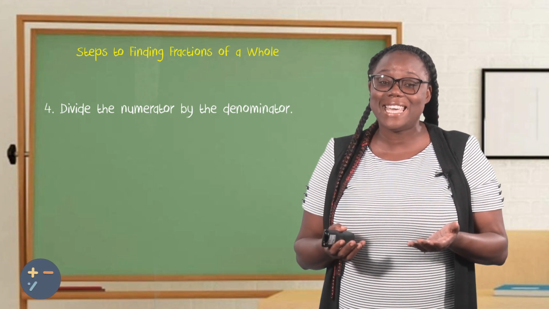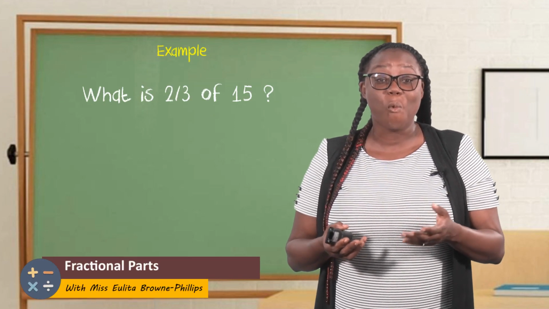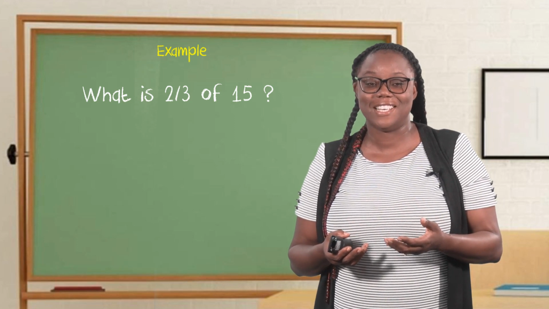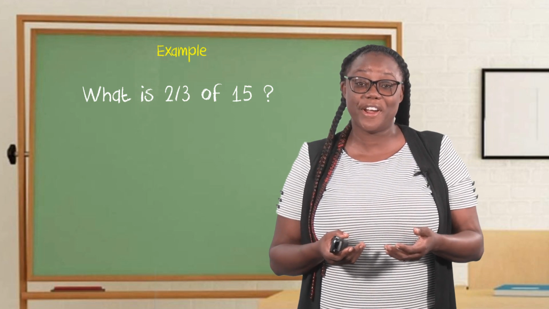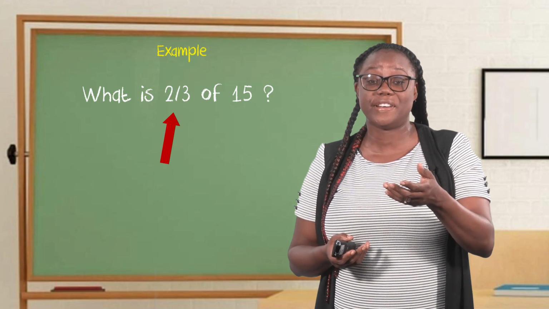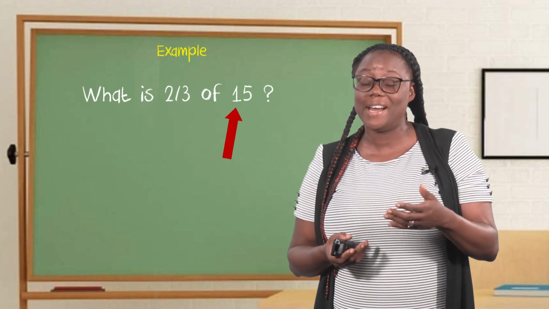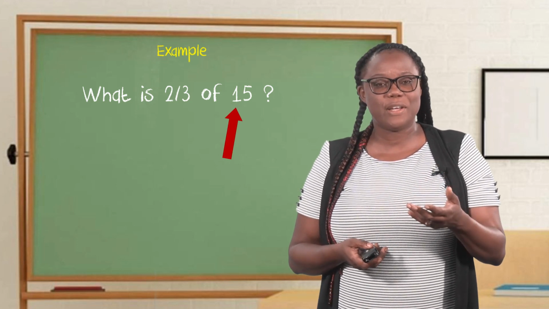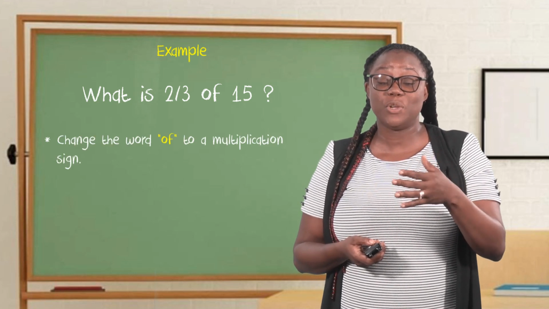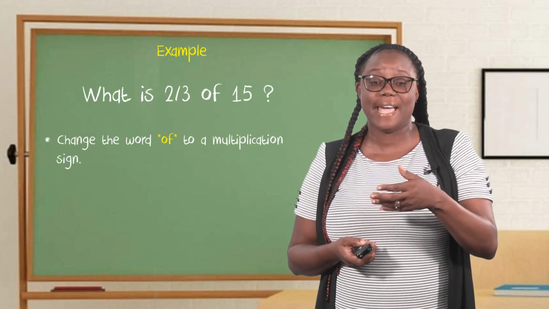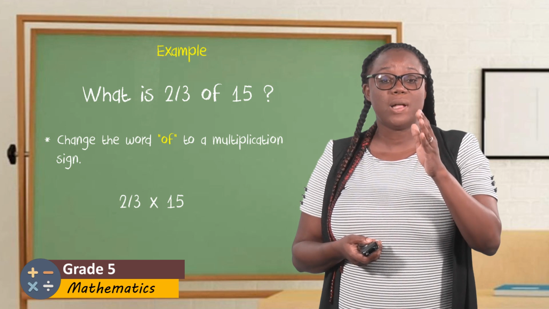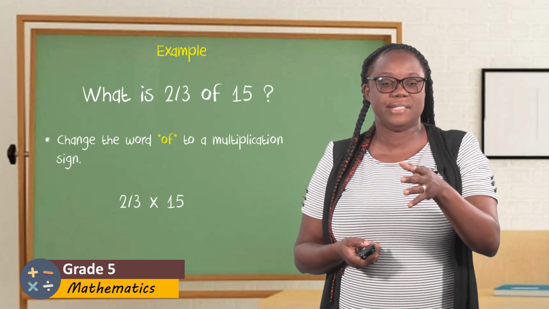So let's look at this example quickly. What is 2/3 of 15? We know that the fraction there is 2/3. We know that the whole number is 15. What did our first step say? Yes, we changed the word of to multiply. So it's 2/3 multiplied by 15.